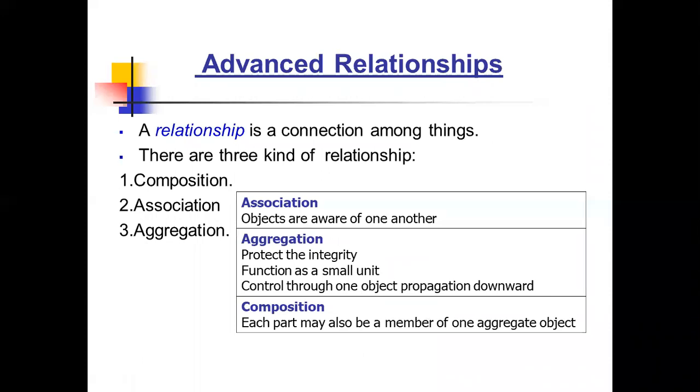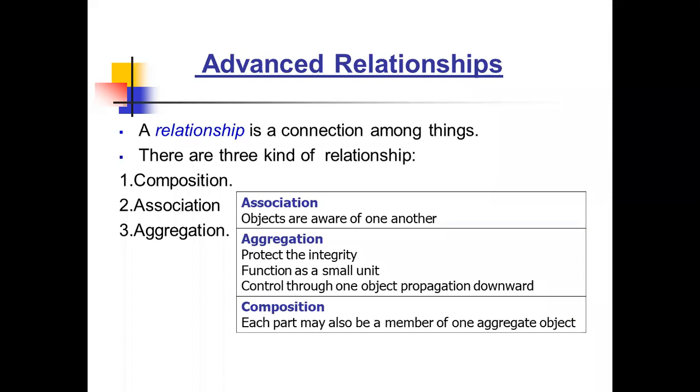Then the next point is advanced relationships. We have seen the relationships in basic structural modeling, what a relationship is. Now we are going to see advanced relationships. A relationship is a connection among things. There are three kinds of relationships in advanced relationships: first one is composition, association and aggregation.